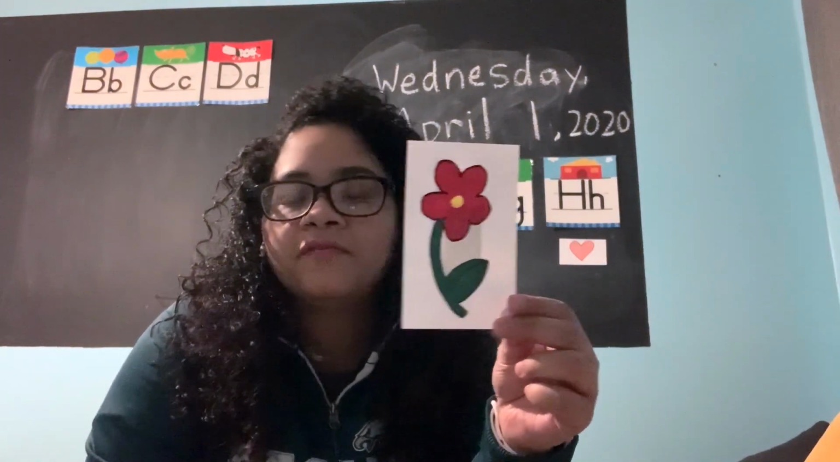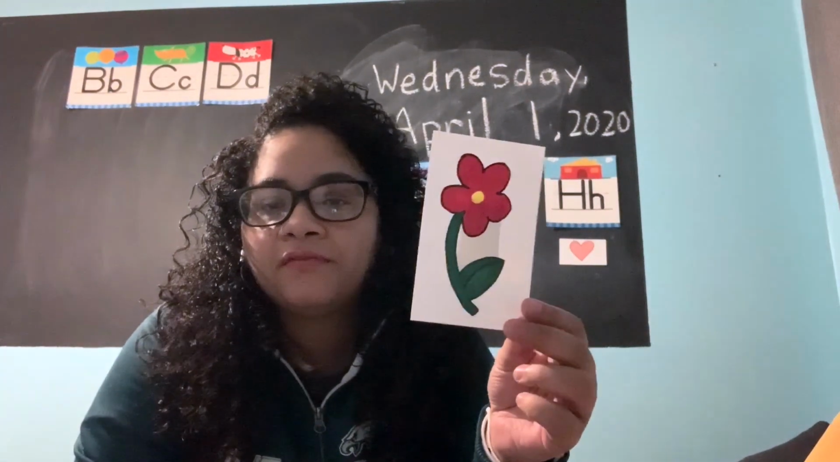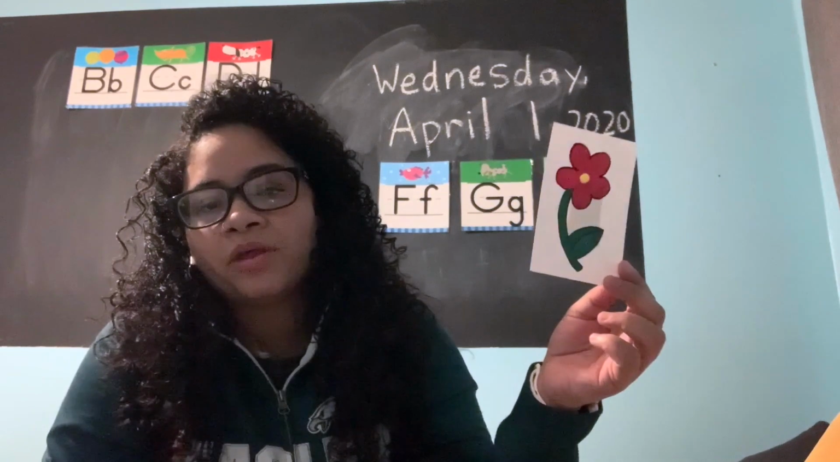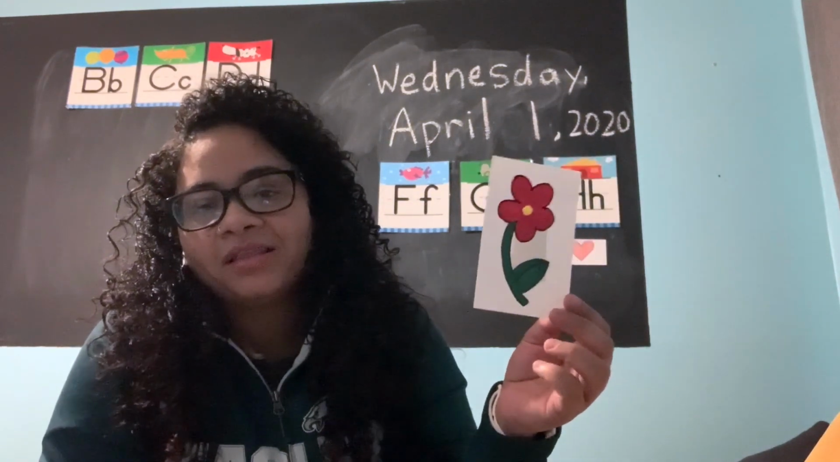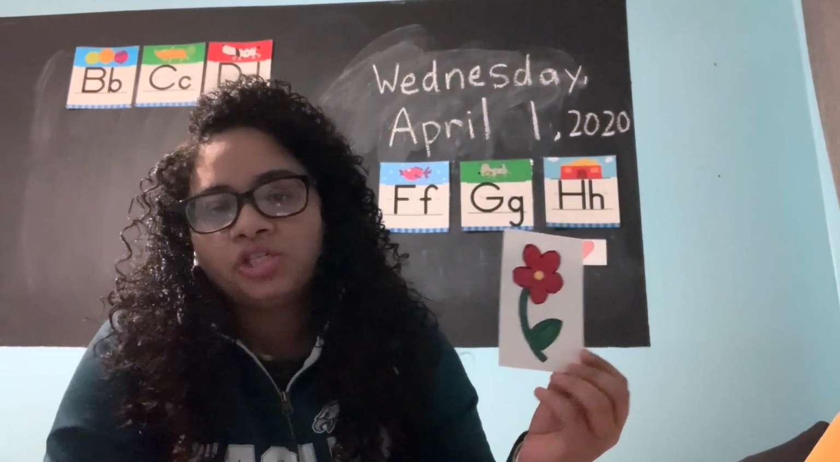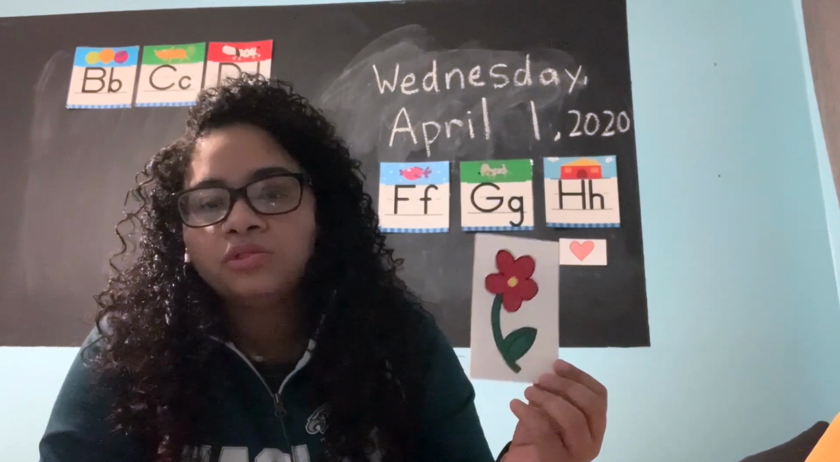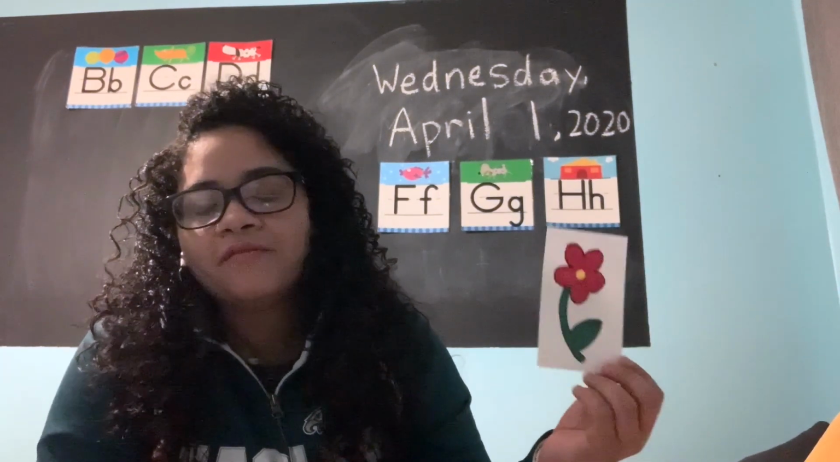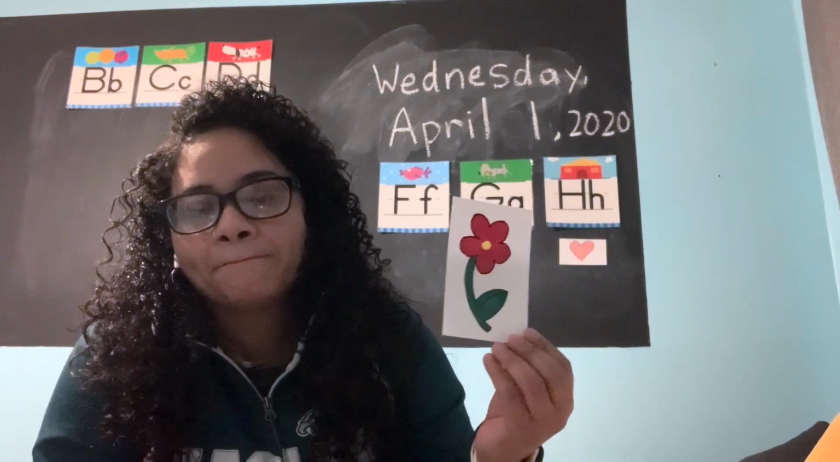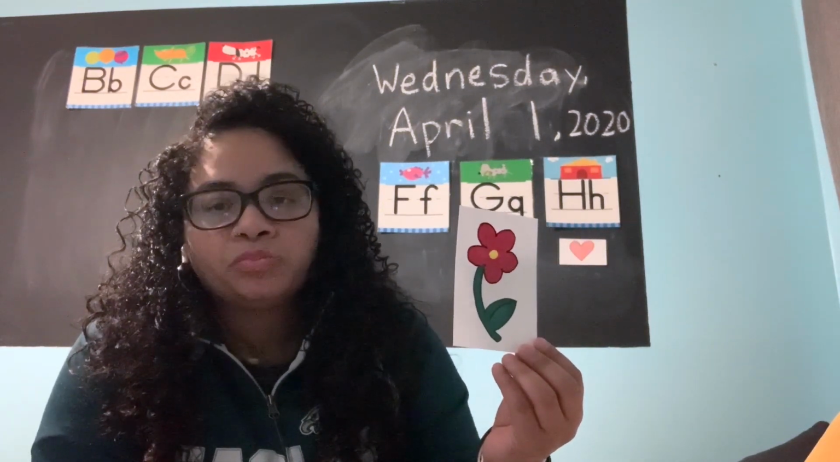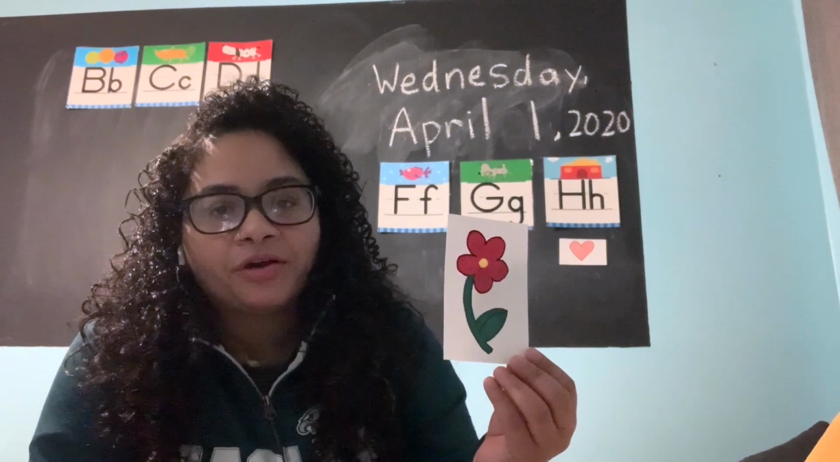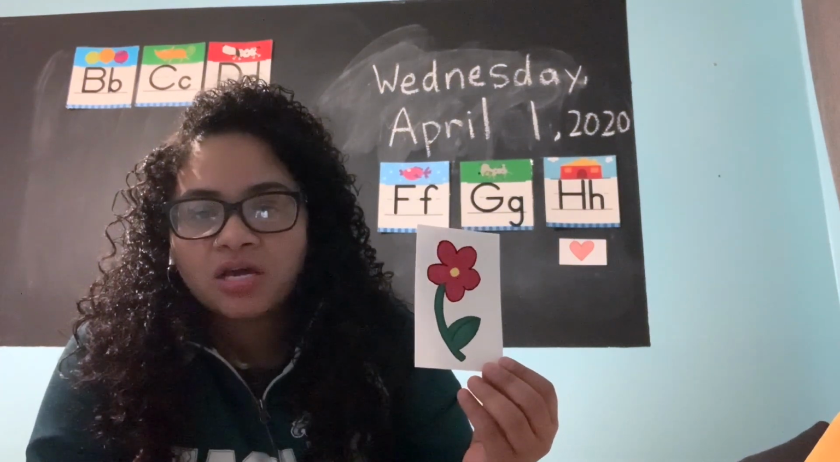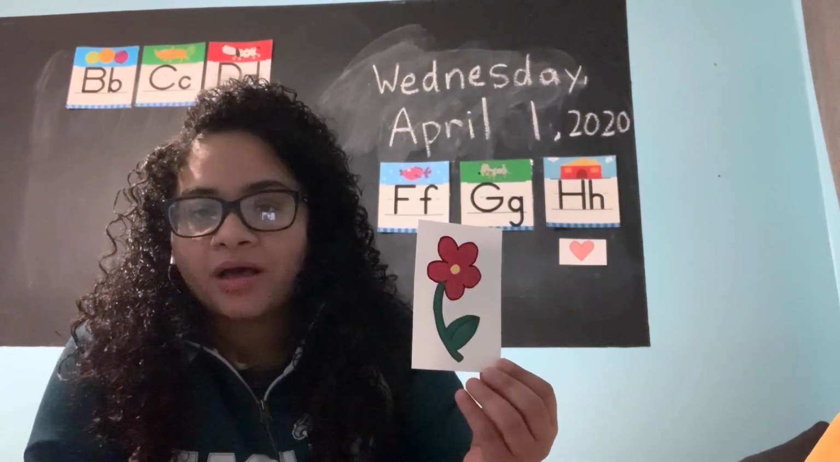Next one, we're going to do flower. Does it start with F like fish, G like goat, or H like house and heart? Flower. I think it starts with the letter F like fish, so I'm going to go ahead and put it under the F.